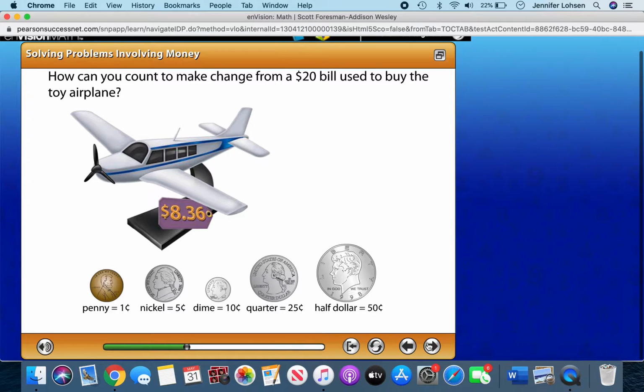So, how can you count to make change from a $20 bill used to buy the toy airplane? Our toy airplane here is $8.36. And when we go to the store, we pay with a $20 bill. So, now we need to figure out how much change we're getting back and how we're going to get that change back. How many pennies are we going to have? Are we going to have any pennies? How many nickels? How many dimes, quarters, half dollars, $1 bills, $5 bills, $10 bills, etc.?